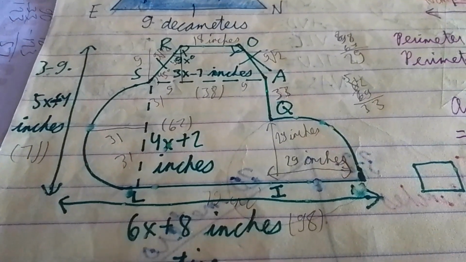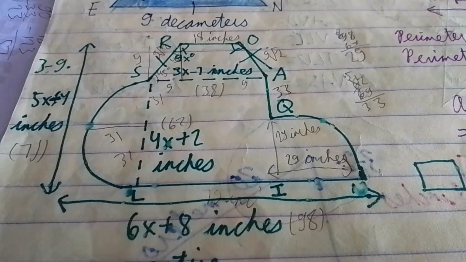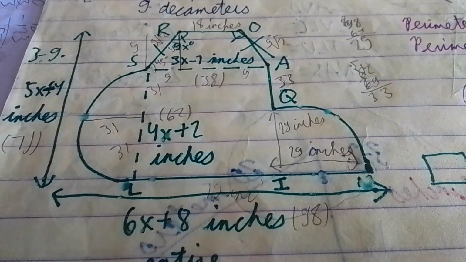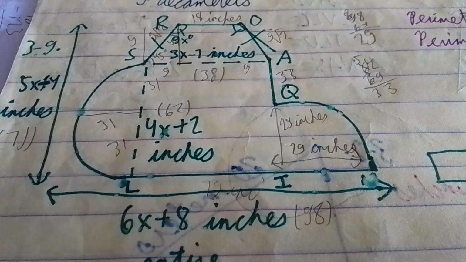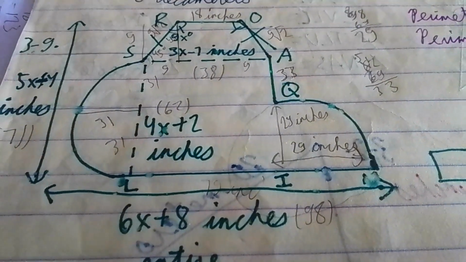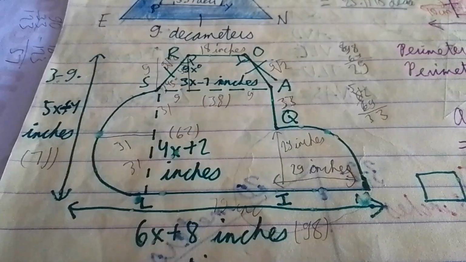So now, did you get all the measures done? If you did, then that's good. Now, we're going to show you how to do the perimeter and area of the figure. So be sure to watch it in the next video if you want to know the process.